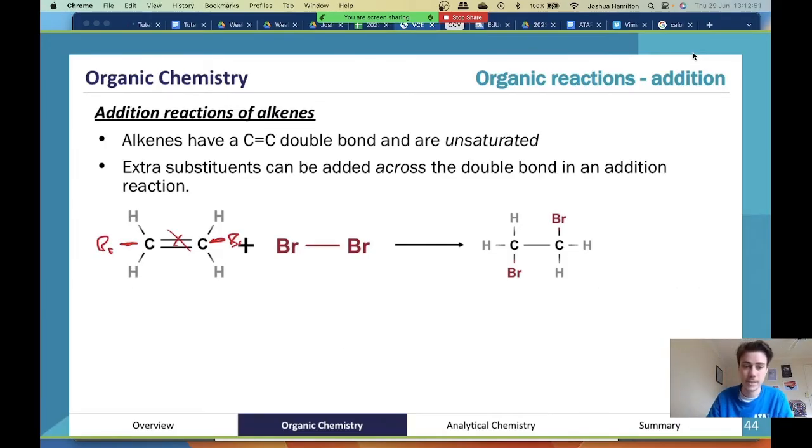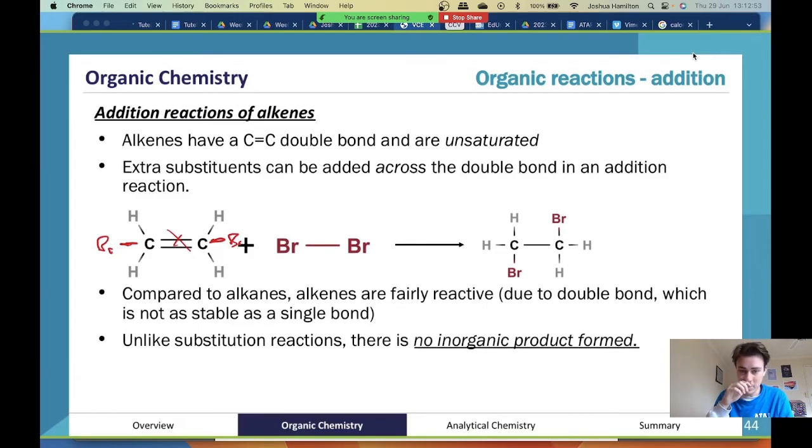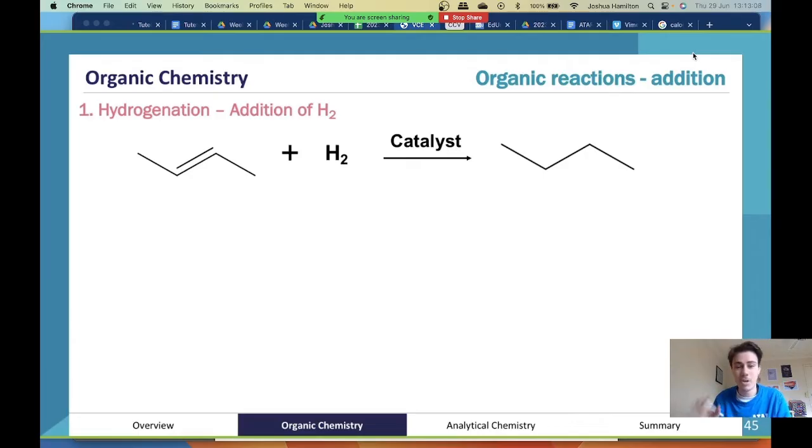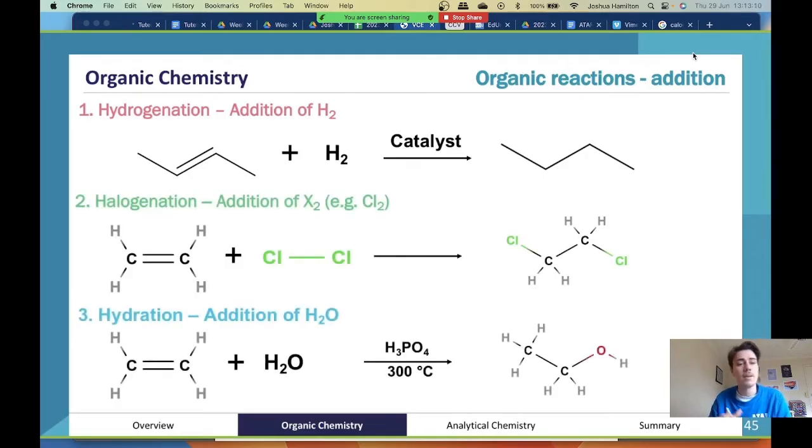Really, really important. Compared to alkanes, alkenes are fairly reactive. So unlike substitution reactions, there's no inorganic product formed, no byproduct formed. There's three main types. These very rarely come up, but it's good to know. There's hydrogenation, where we just add hydrogens in, saturating with hydrogens.